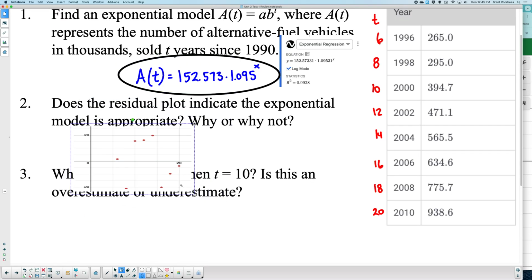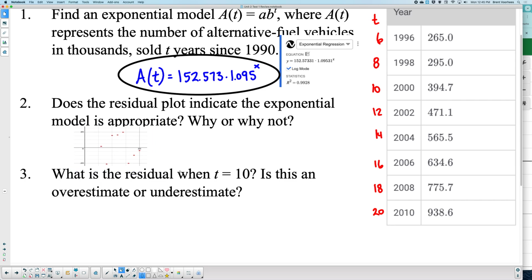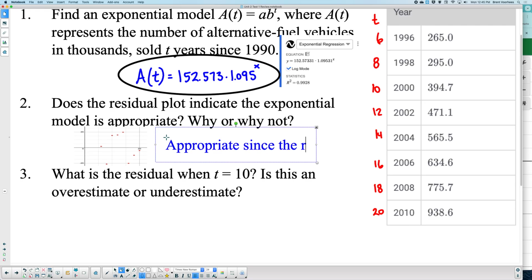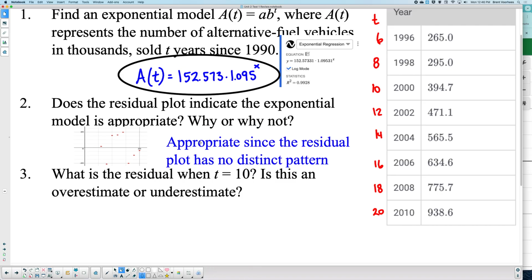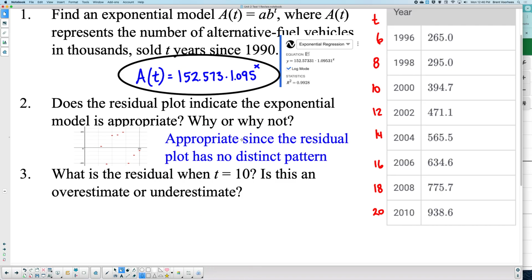Sorry, I got to try to fit this in there. Little area. This is appropriate since the residual plot has no distinct pattern. Should say appropriate model.